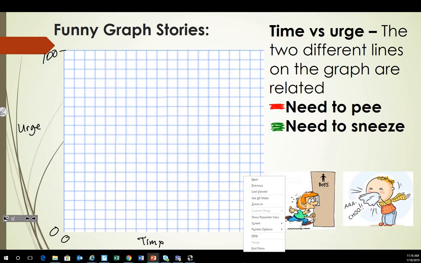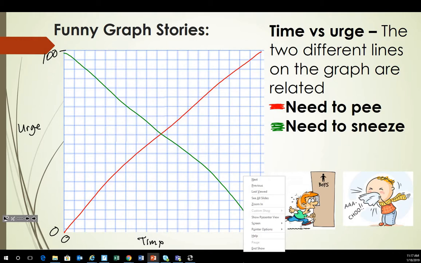Well, let's see, who would like to put a graph for either one of these, okay? Go. Let's see, who wants to do pee and who wants to do sneeze? You got to decide. Pick your color when you get up there. Okay, interesting.